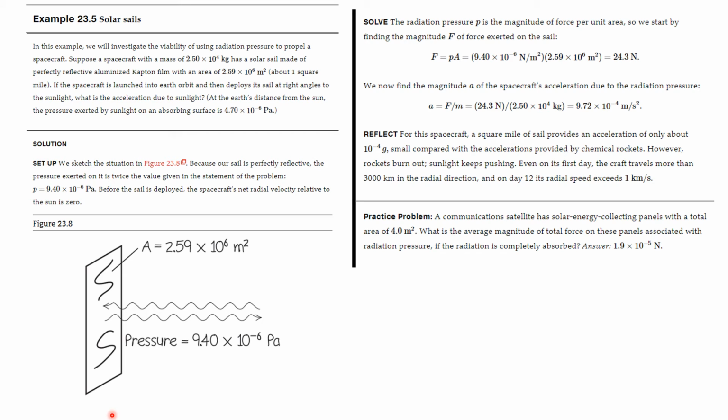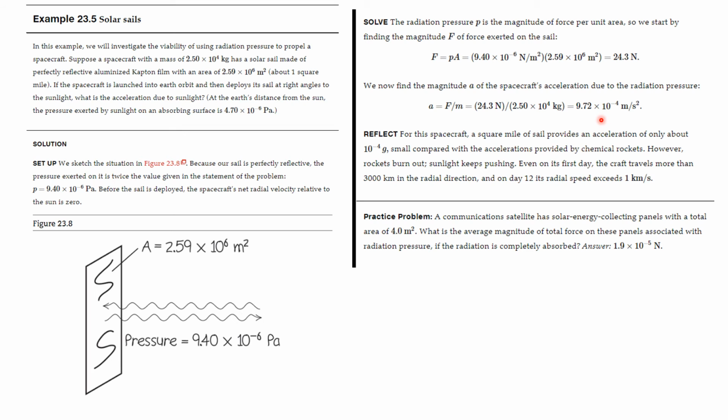Okay, so here's the area that you have, and this is the pressure. And we know that force is equal to pressure times area, because pressure is force divided by area. We know that there is a factor of 2, as we discussed in the previous example. So we multiply this pressure times the area, and we get 24.3 newtons. And so now we find the magnitude of a by solving: F, the net force, divided by the mass gives you the acceleration. So the force was this, we got that from here, divided by the mass, and that gives us an acceleration of this.